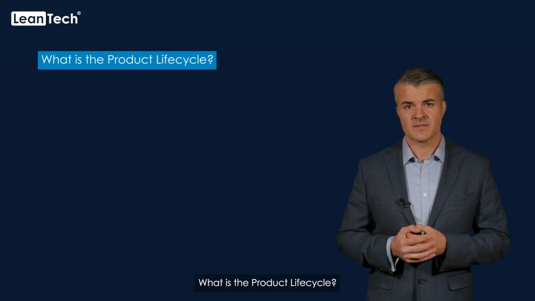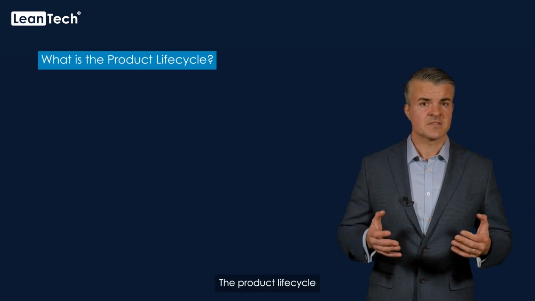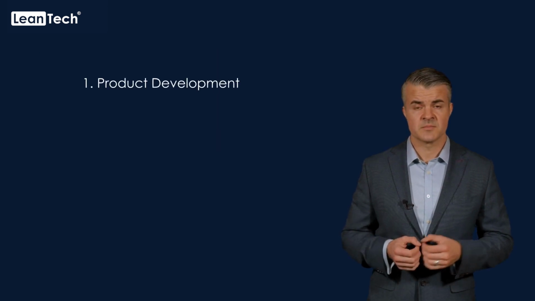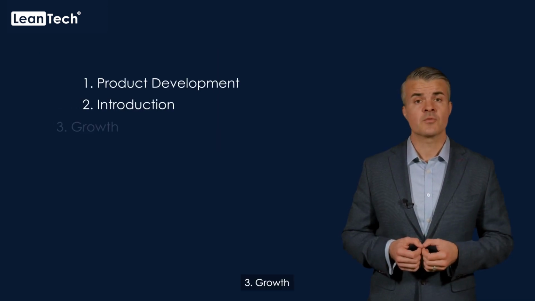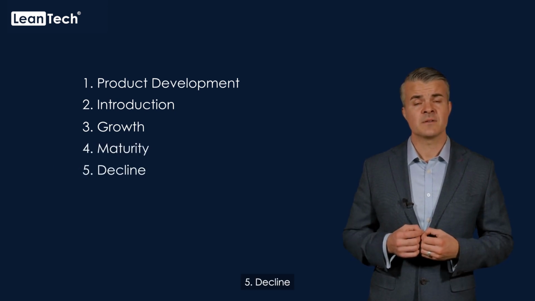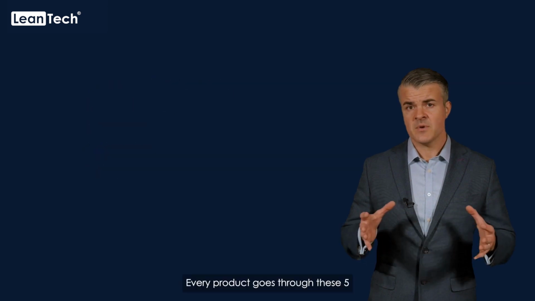What is the product lifecycle? The product lifecycle consists of 5 stages. 1. Product development. 2. Introduction. 3. Growth. 4. Maturity. 5. Decline. Every product goes through these 5 stages at least once in its lifetime.